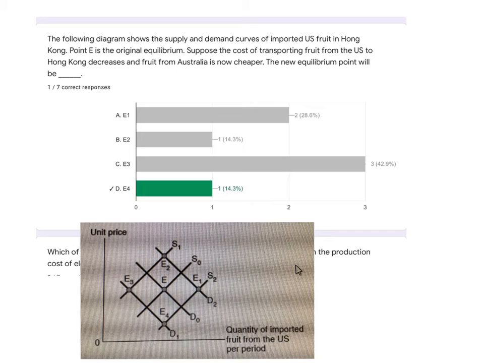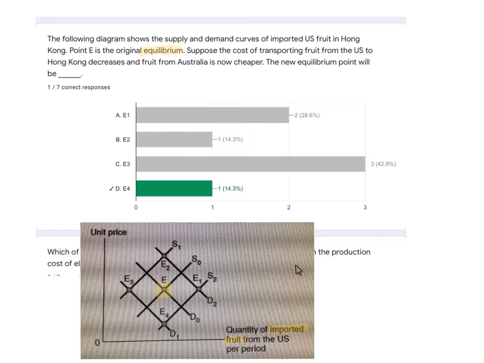Okay, so here we try to identify the market we're talking about. Actually, the diagram shows us that it's talking about the quantity of imported food from the US. So it's talking about imported food, and in the question, the background is that they are in the original equilibrium. That's its background. So here is the original one.